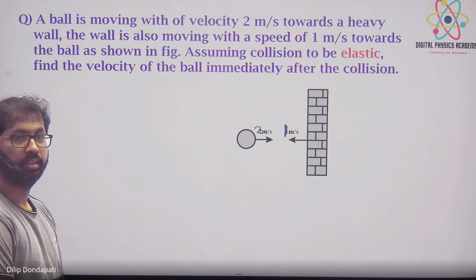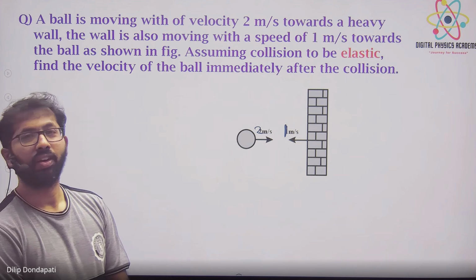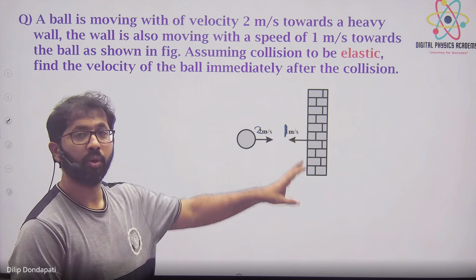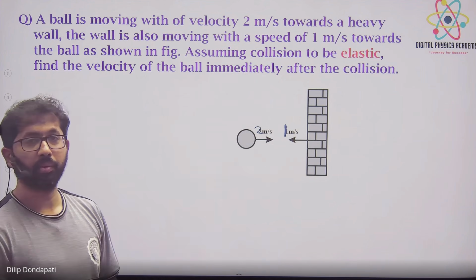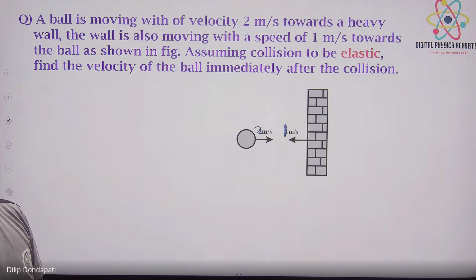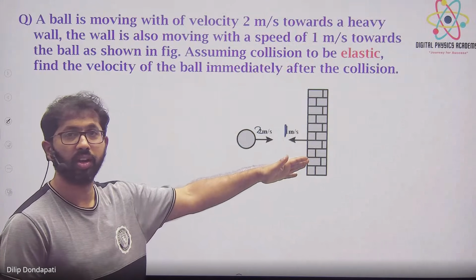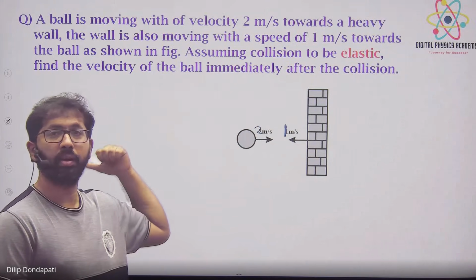Sir, can't we just directly say it'll move 4 meters per second? Why? Because the mass of the wall is very heavy as compared to the ball. So it'll move back with velocity. No, wrong. That case, the heavy body should be at rest. It is moving now here. I told you the cycle and lorry example: the cycle hits the lorry, the lorry should be at rest. Then only it will be double.